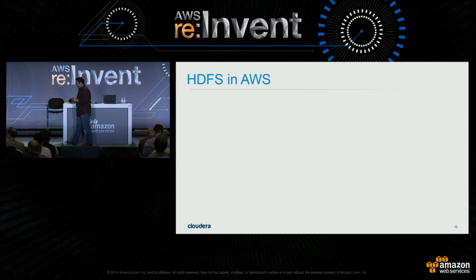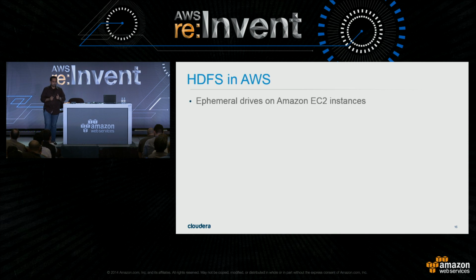So that's about S3. Let's talk about how you run HDFS. You want to use the ephemeral drives in EC2. And it's OK to use the ephemeral drives because Hadoop has replication under the hood. If you lose an instance or a couple of instances, you won't lose data. Hadoop will take care of that from its replication standpoint. So it's OK to use the ephemeral drives there.